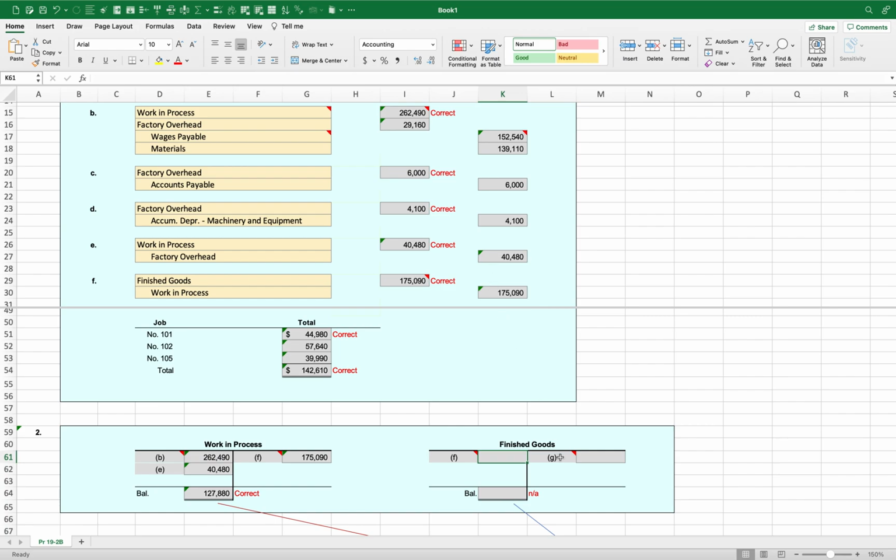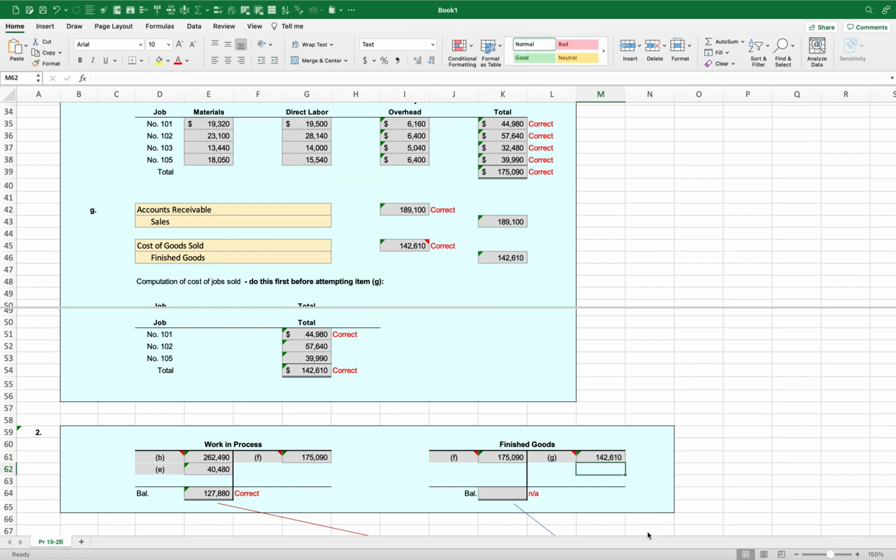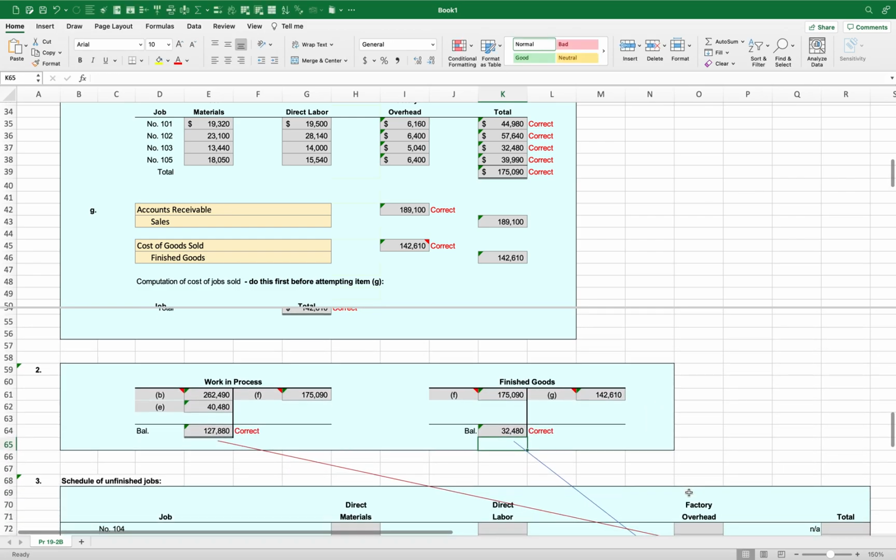They tell us that it was debited in item F. So sure enough, I do see that here being debited. I see that item was credited in part G. Sure enough, it was finished goods. And so what this came in here, and of course we sold some of it. And so that's the balance in finished goods inventory.